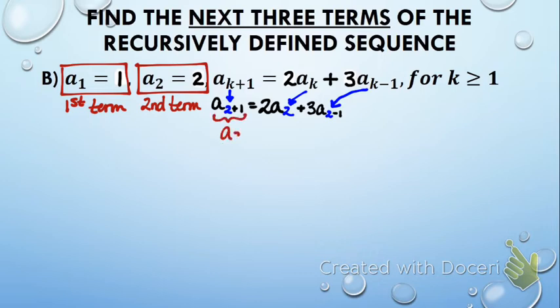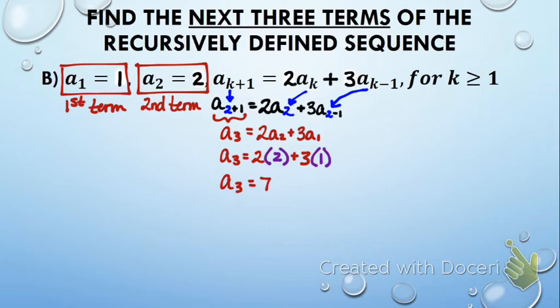So I'm going to find my third term by taking 2 times my second term plus 3 times which term? First term. So 2 times 2 plus 3 times 1. What is our third term? 7 is our third term. Please find the fourth and fifth.